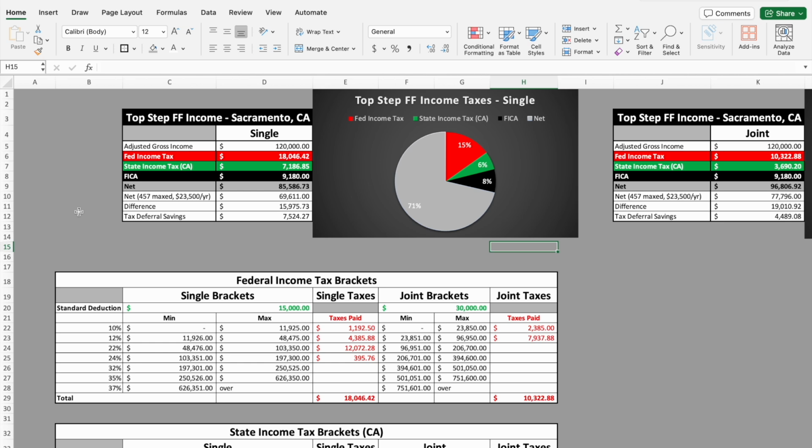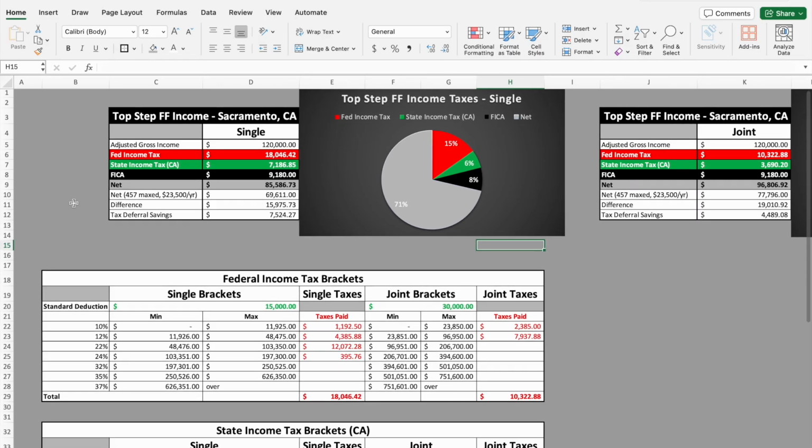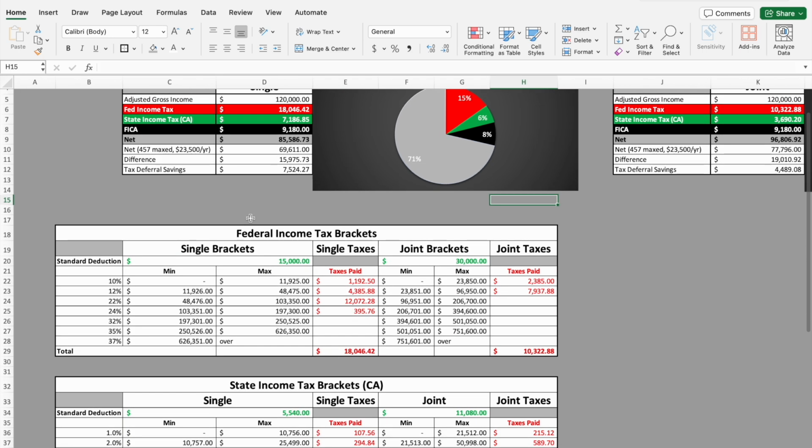So again, just me nerding out on Excel with this, but we have two different scenarios. We're going to say that there's a firefighter, top step firefighter from Sacramento, single, and then another one joint that have the same adjusted gross income of $120,000. So for the single firefighter, for adjusted gross income of $120,000, coming down here, instead of putting it in the calculator, I've just physically done all of this to show the exact amount of federal income tax this person's paying.